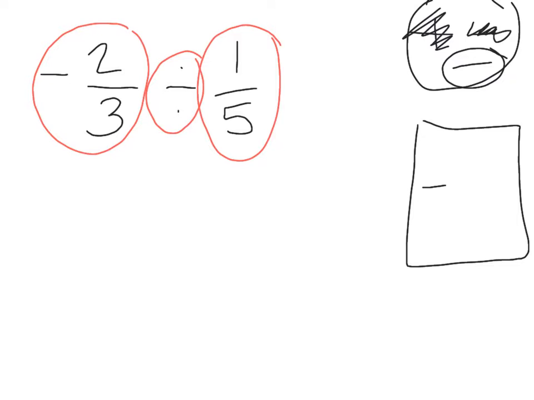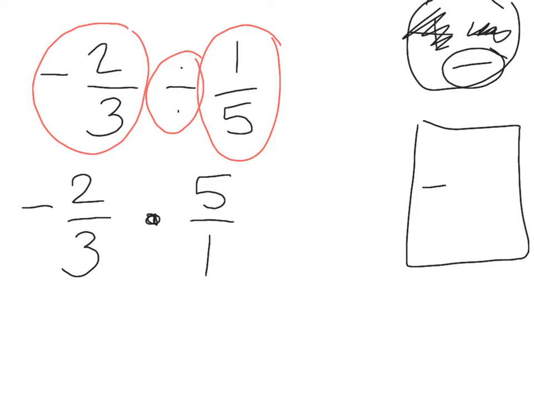So let's go ahead and do that. Let's keep the negative 2/3 exactly how it is. We are going to change the division sign to multiplication, and we're going to flip or do the reciprocal of 1/5. So that's 5/1. Okay, then I'm going to go ahead and treat it just exactly like a multiplication problem, because now it is.